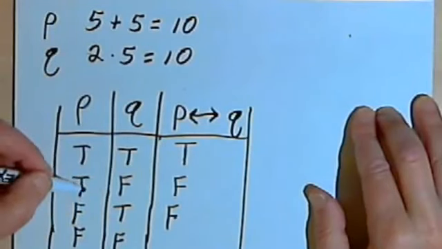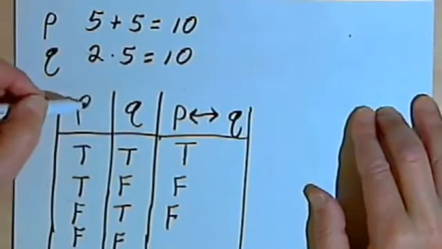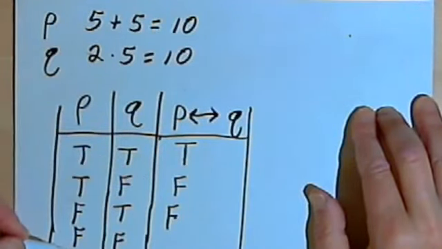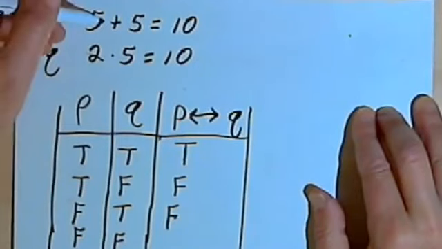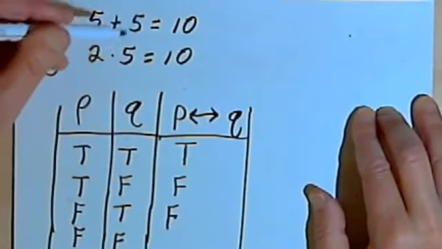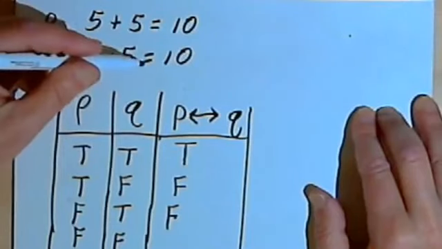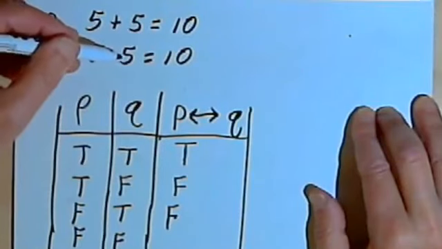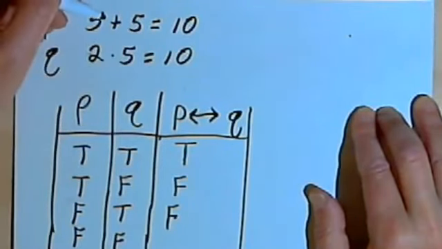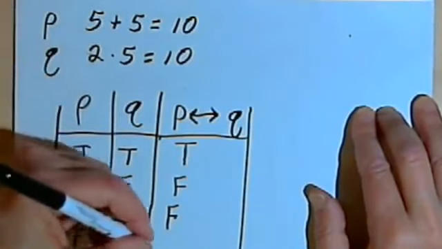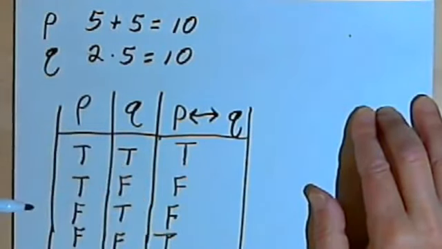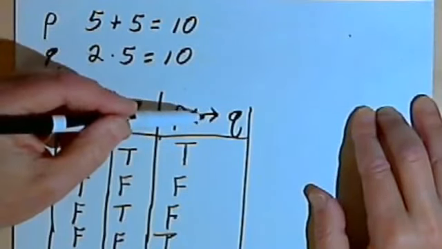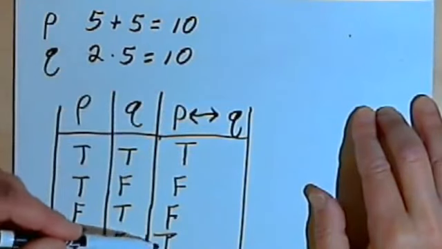Okay, so if either one of the P or the Q is false, you're going to have a false. If they're both false, however, it's going to be true. If 5 plus 5 didn't equal 10, I'd have no reason to expect that 2 times 5 would equal 10. Thinking of it in the other direction, if 2 times 5 didn't equal 10, I'd have no reason to believe that 5 plus 5 would equal 10. So when they're both false, my biconditional P if and only if Q is going to be true.